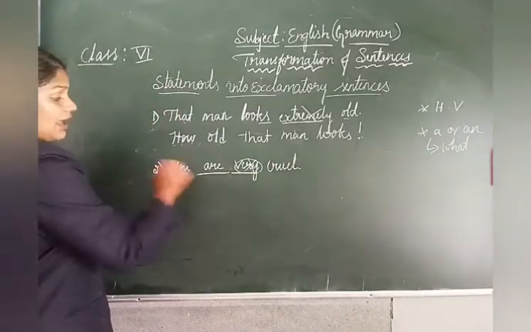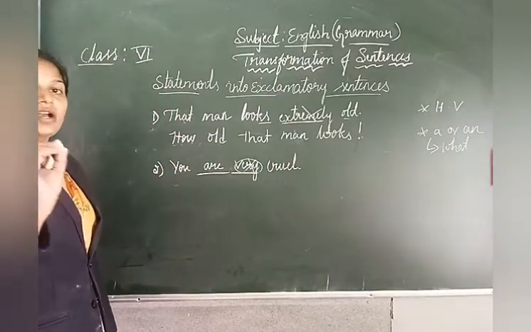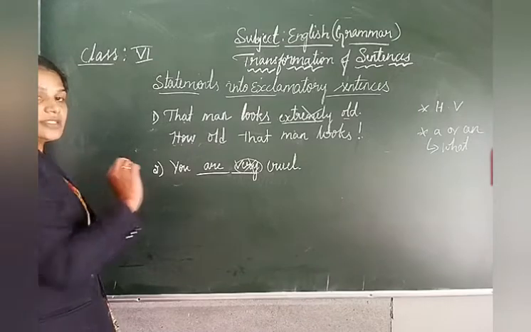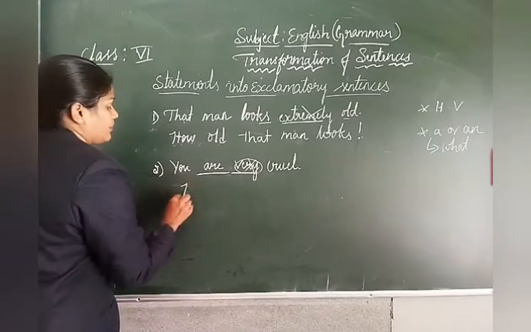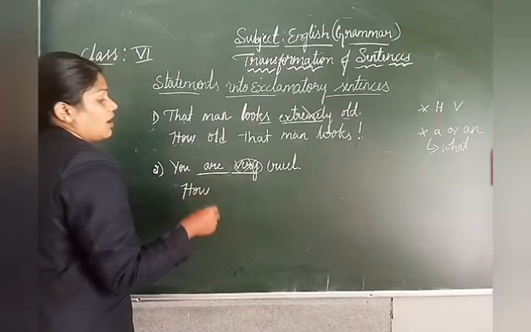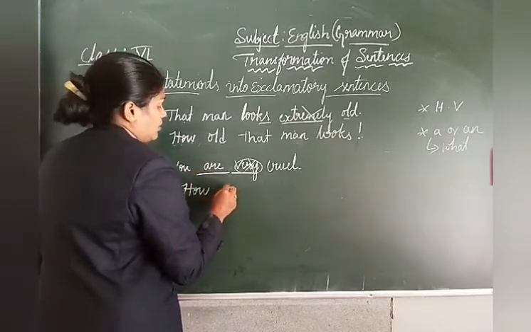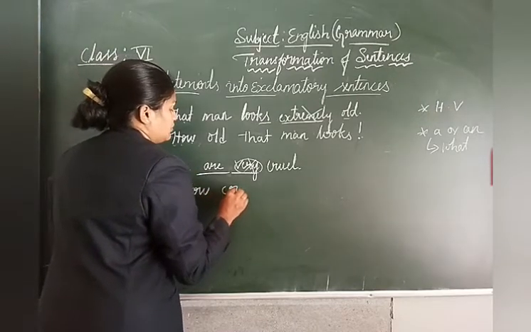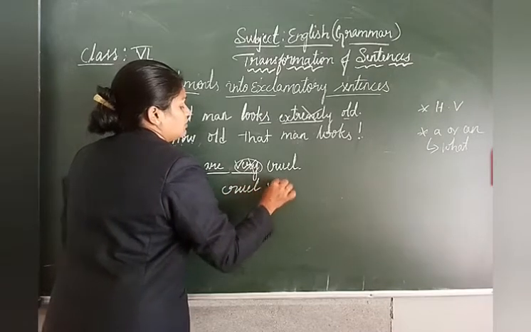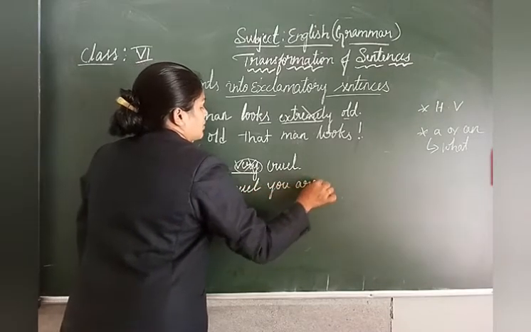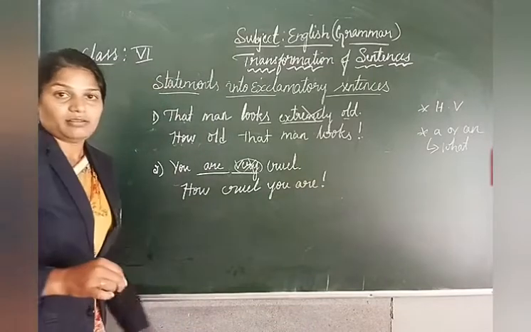So, if a or an is not there, we have to start the sentence with "how". You are very cruel becomes: How cruel you are. Okay. Next one.